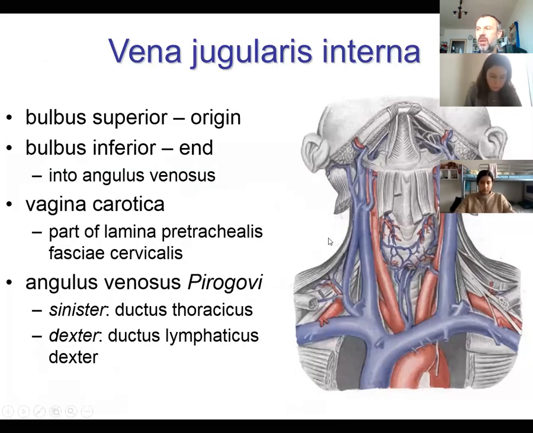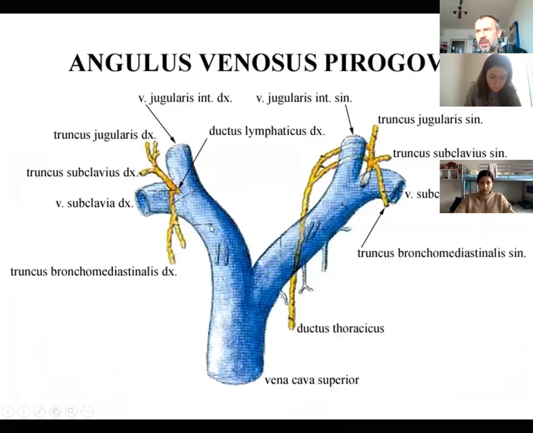Okay, then when we continue to the head, the internal jugular vein, we come first to this. Here we can see again the superior vena cava and the right and left brachiocephalic trunk, and then this.